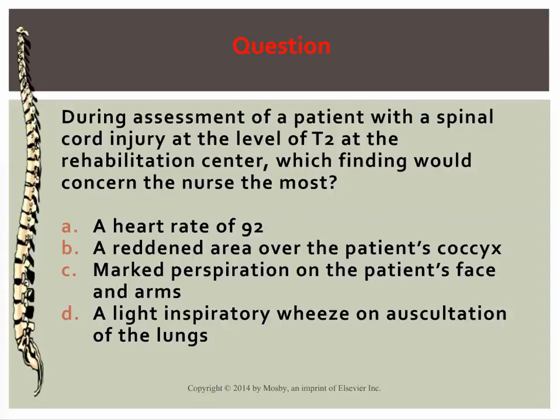And last but not least, during assessment of a patient with a spinal cord injury at the level of T2 at the rehab center, which finding would concern the nurse most? A heart rate of 92, a reddened area over the patient's coccyx, marked perspiration on the patient's face and arms, or light inspiratory wheezes on auscultation of the lungs. The correct answer is C.